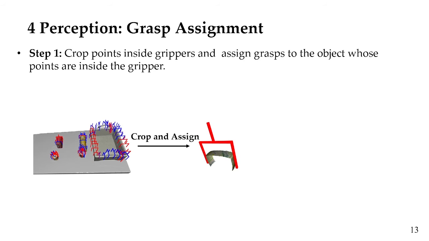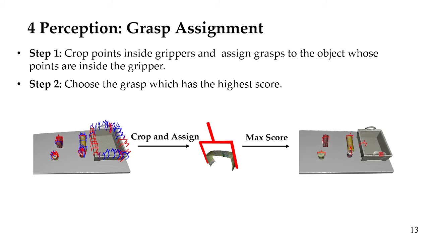For grasps detected by the learning-based method, we need to assign them to objects. We first crop points inside the gripper to determine the assignment. If the points are from more than one object, the grasp is dropped. After doing so, we choose the one which has the highest score.